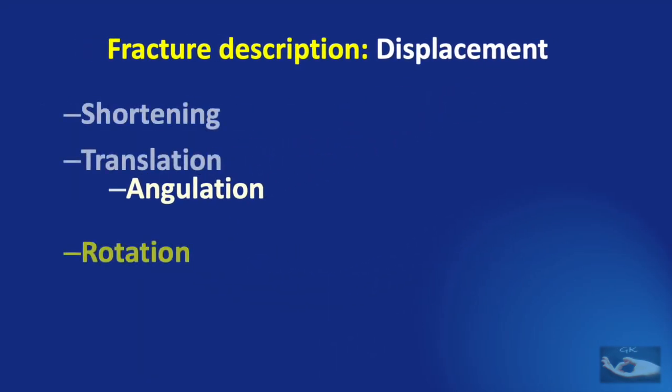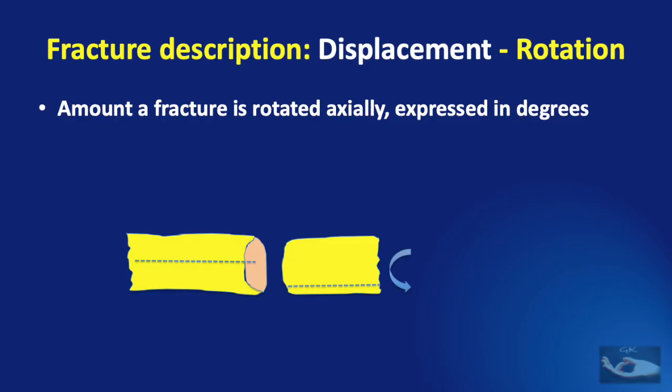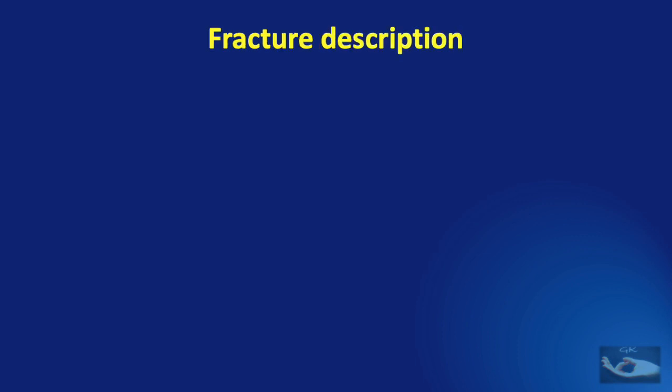The final type of displacement that we shall discuss is rotation. It refers to the amount a fracture is rotated axially, expressed in degrees. Let us now see an example to see if we have understood fracture description.